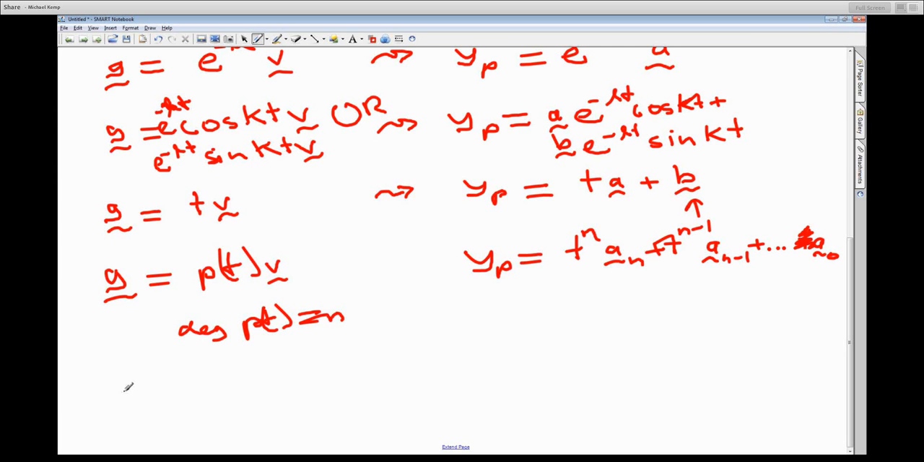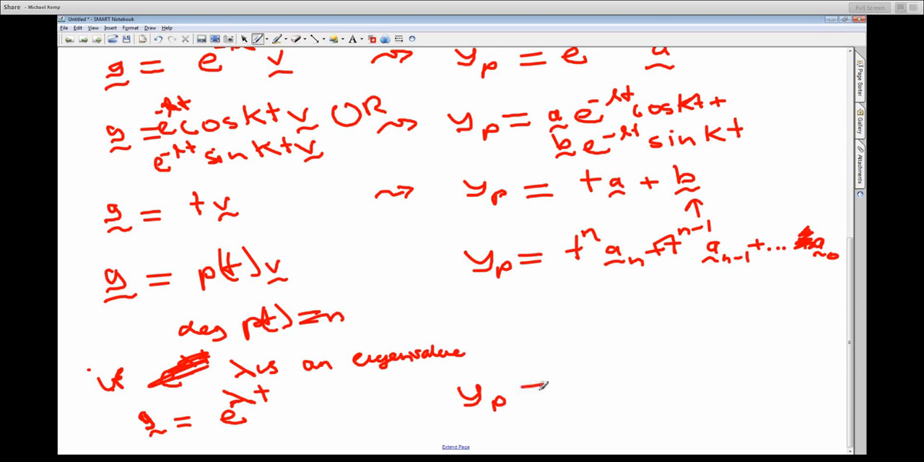The only other case that's mentioned is, let's suppose that lambda is an eigenvalue, and g is equal to a vector times e to the lambda t. So if you've got an eigenvalue cropping up in the exponential in the inhomogeneous term, which is not the case in this example here, then if you make the guess of just a times e to the lambda t by itself, you don't pick up everything you want to.